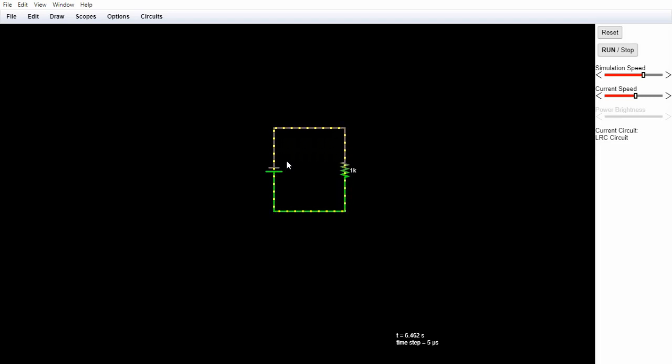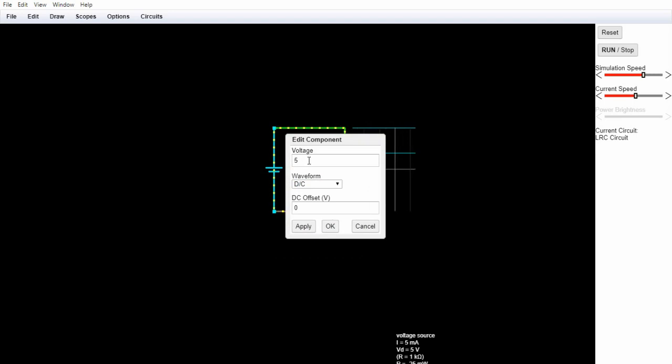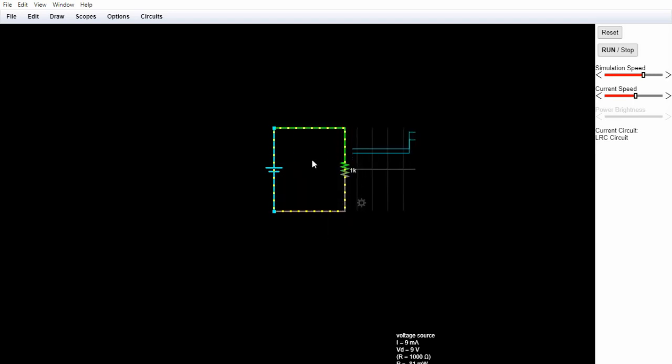Let's see a graphical representation of DC. Okay, so this is a graphical representation for DC. As you can see, we have a steady voltage over here being 5 volts. Now we can check that by right clicking and clicking on edit. We can see that we have 5 volts DC. We also can change that. So let's change it to 6 or 9 volts.